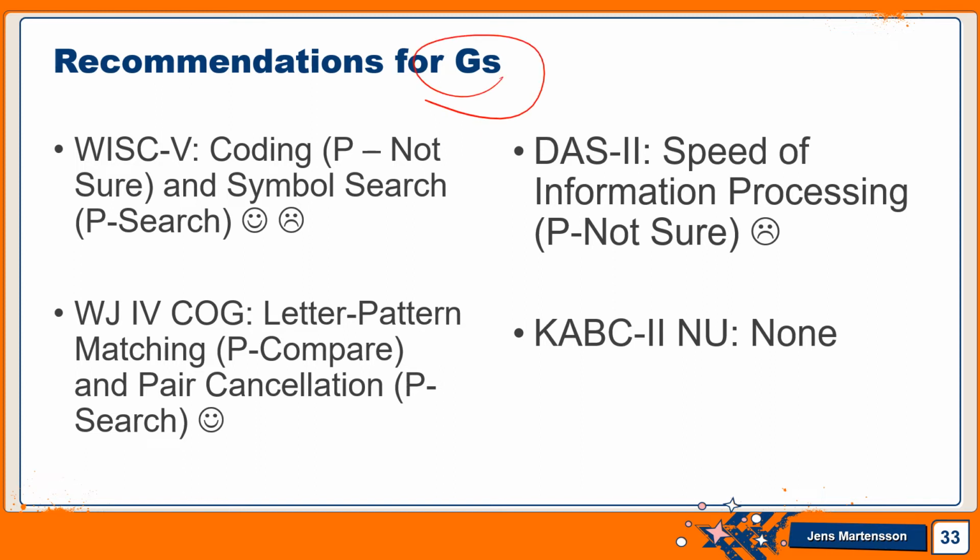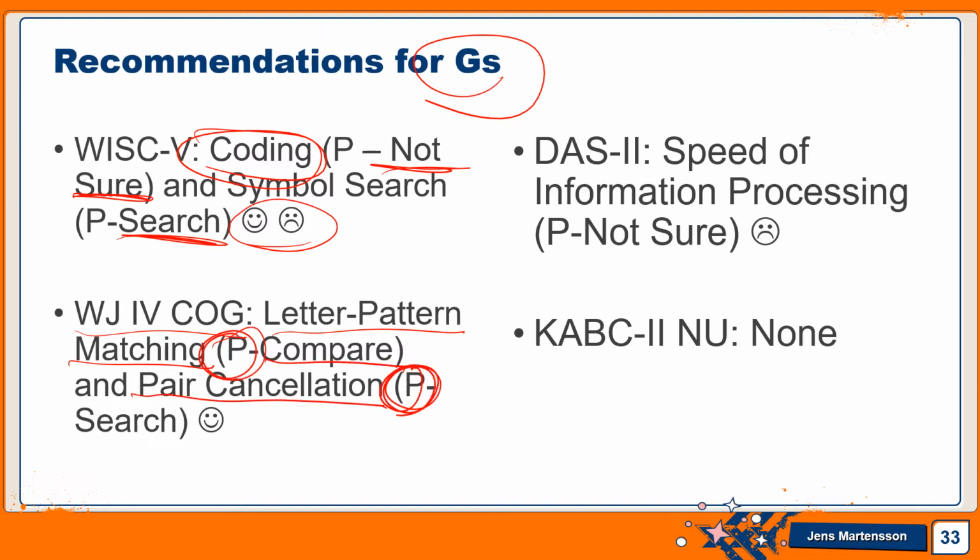So we have the WISC, we have coding, which is perceptual speed, and I am not sure if it's search or compare. And then you have symbol search, which is search. So I put a happy smiley face because I don't know what really coding is. Iffy. The WJ-Cog has letter pattern matching, which is the perceptual speed compare, and pair cancellation, which is perceptual speed search. So yay! Once again, WJ is good.